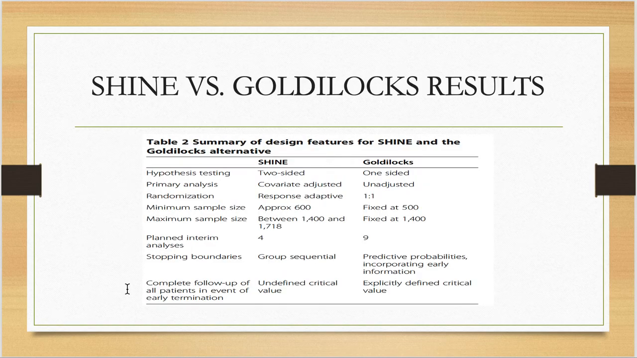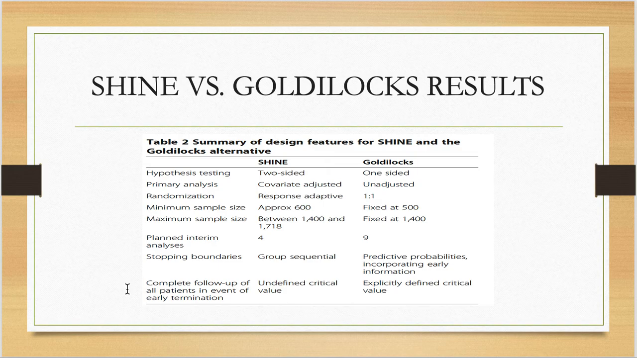And we have here a comparison table with the SHINE versus the Goldilocks results. In regards to hypothesis testing, SHINE is two-sided, Goldilocks, like I said, is one-sided. The primary analysis for SHINE is covariate adjusted, whereas Goldilocks is unadjusted. The randomization for SHINE is response adaptive, whereas Goldilocks is 1-to-1. The minimum sample size for SHINE was 600, and Goldilocks was fixed at 500. Maximum sample size for SHINE was between 1400 and 1718, while Goldilocks was fixed at a maximum of 1400.